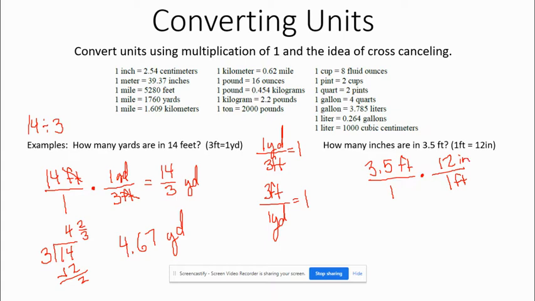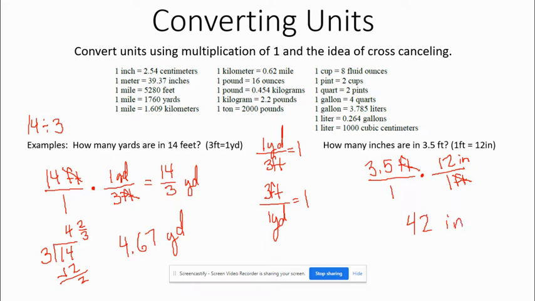So you can see this time that what's going to actually happen is we're going to multiply 3.5 by 12. The feet are going to cancel out. These ones are irrelevant now. And so what I end up with is 3.5 times 12. So I'm just going to do 3.5 times 12 in my calculator because I'm feeling a little lazy right now. And we end up with 42 inches.